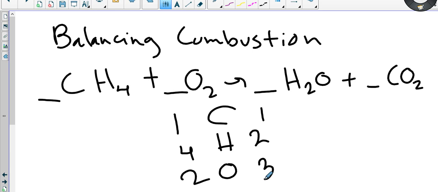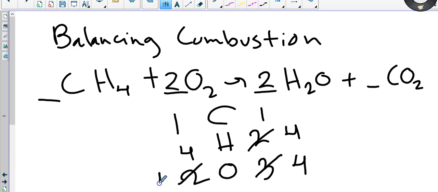Okay, so let's get started. Carbon's good, hydrogen's not so much. I'm going to put a 2 there. That changes this to 4. And that changes this to 2 plus 2 is 4. And then I'll come over here. See how I need more oxygen? Put a 2 here, and that'll give me 4. It's really fast, but you have to write the elements in that order. And this one's a pretty easy one.